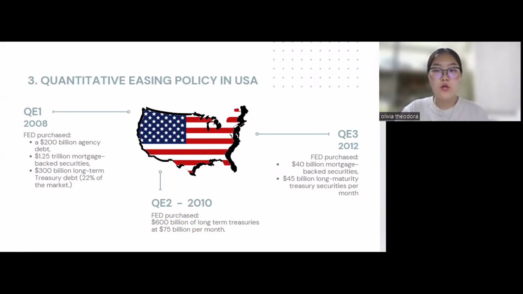The second one, QE2, happened in 2010, where the FED purchased 600 billion USD of long-term treasuries at 75 billion USD per month. And the third one, QE3, happened in 2012, where the FED purchased 40 billion USD of mortgage-backed securities, in addition to 45 billion USD of long-maturity treasury securities per month.